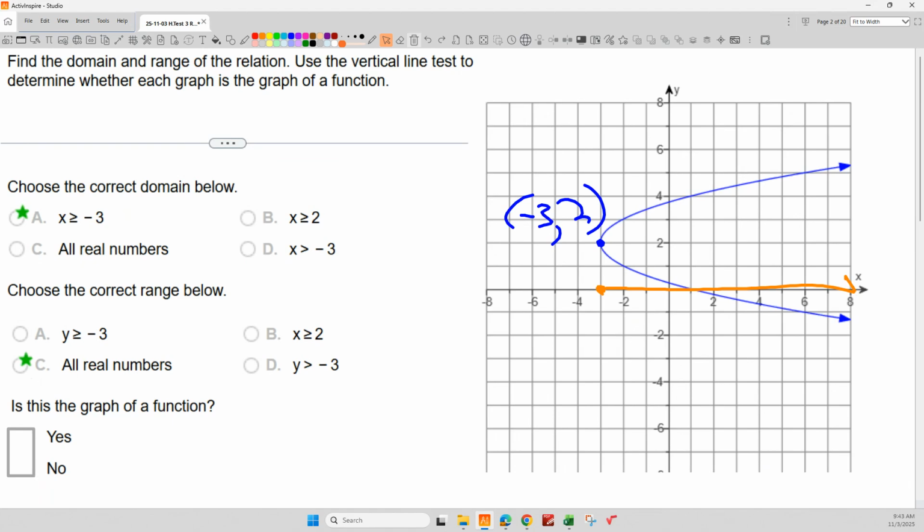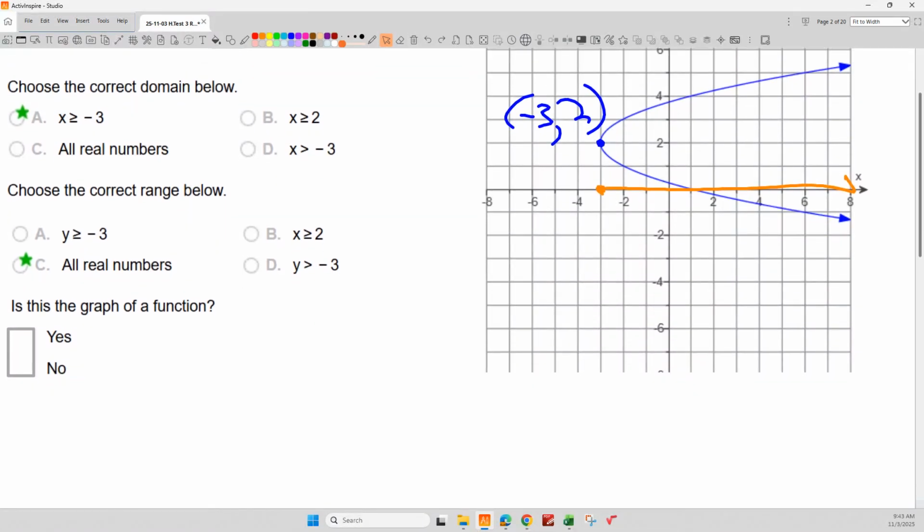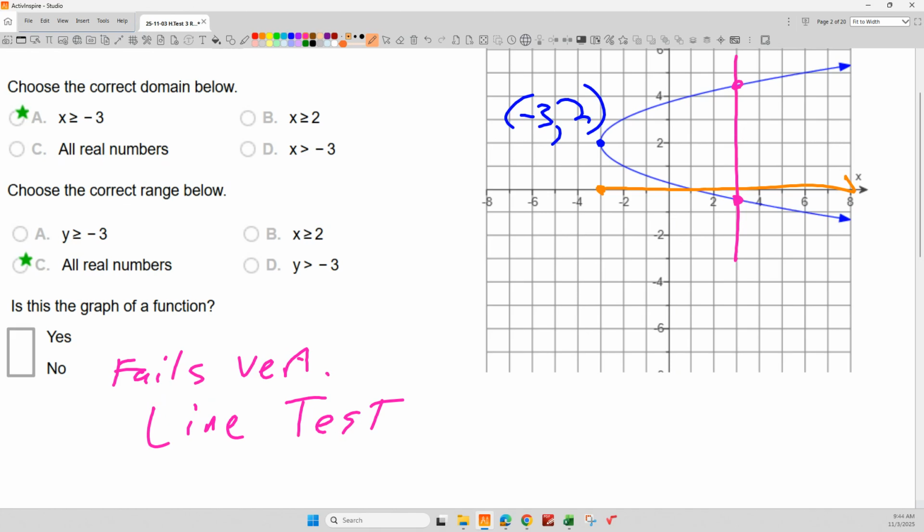Okay. Is it a function? No. How come? Fails the vertical line test. Right. Okay, so if we graph a vertical line, we get multiple intersections. Fails the vertical line test.